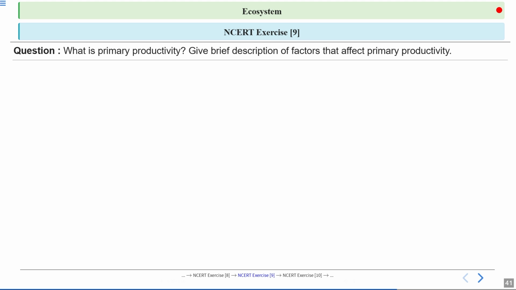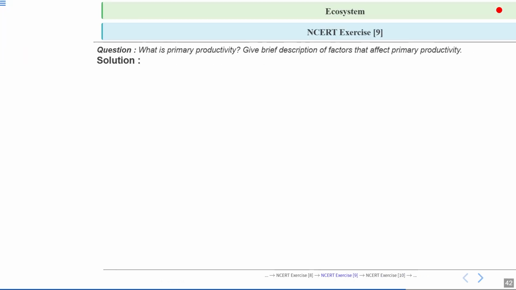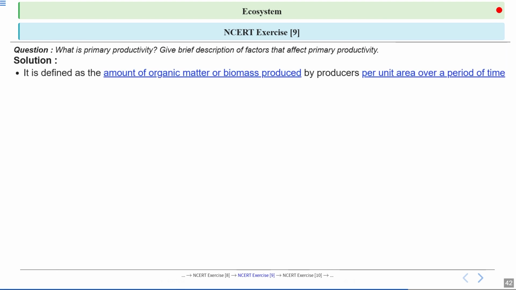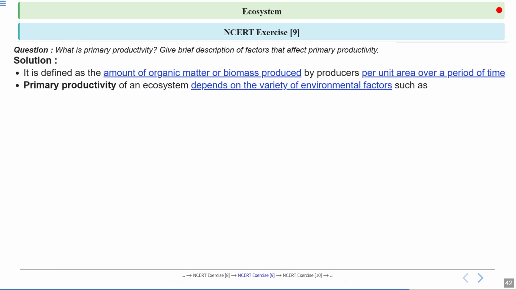Give a brief description of factors that affect the primary productivity. Let's have a look at the answer. Net primary productivity in ecology. We have discussed the definition of primary productivity. It is defined as the amount of organic matter biomass produced by producers per unit area over a period of time. And primary productivity of an ecosystem depends on various environmental factors.